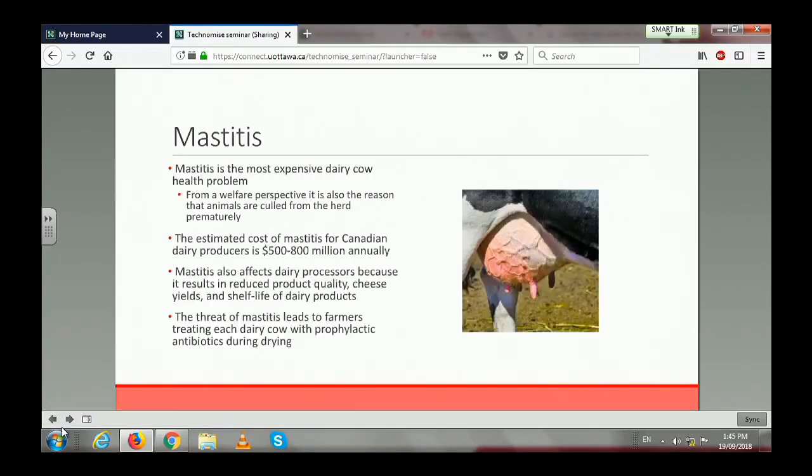Which brings me to our actual mastitis study. Since you guys probably are all medical people and know what mastitis is in women, it's a little bit different in cows.